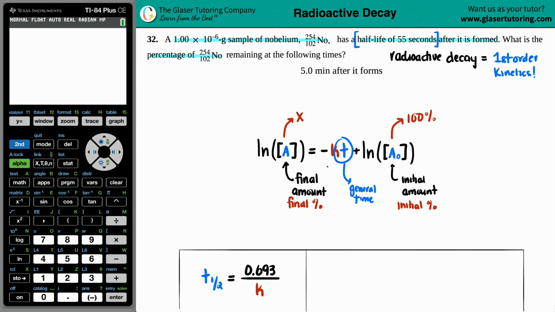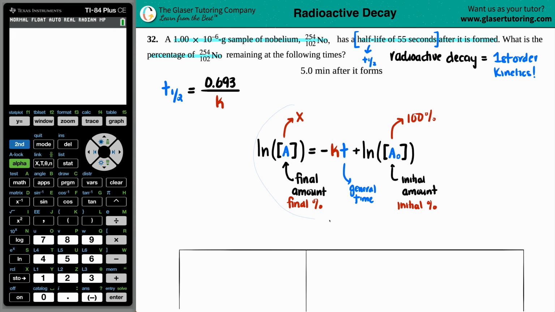Half-life isn't just a lowercase t. A half-life is the t half. This is the amount of time it takes to have the nobelium decay by 50%. That's your other first order kinetic equation, and this is the equation that you can use to correlate a half-life with the K value. So now we know how to get that rate constant.